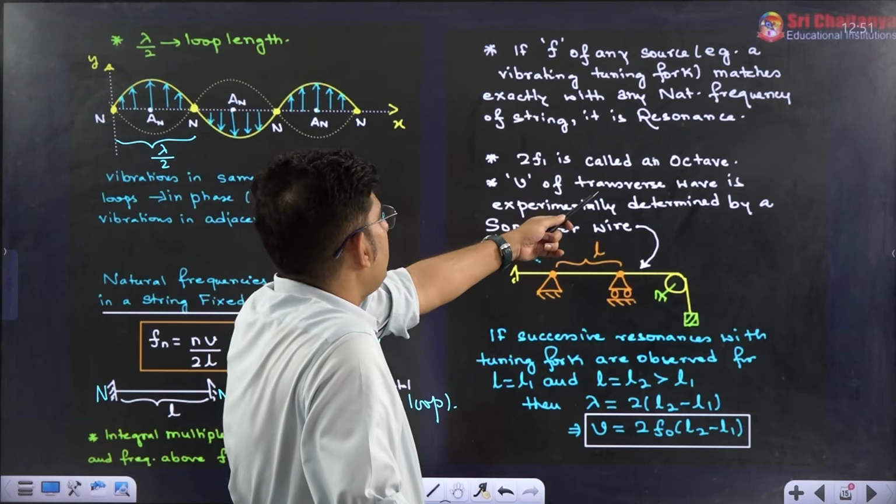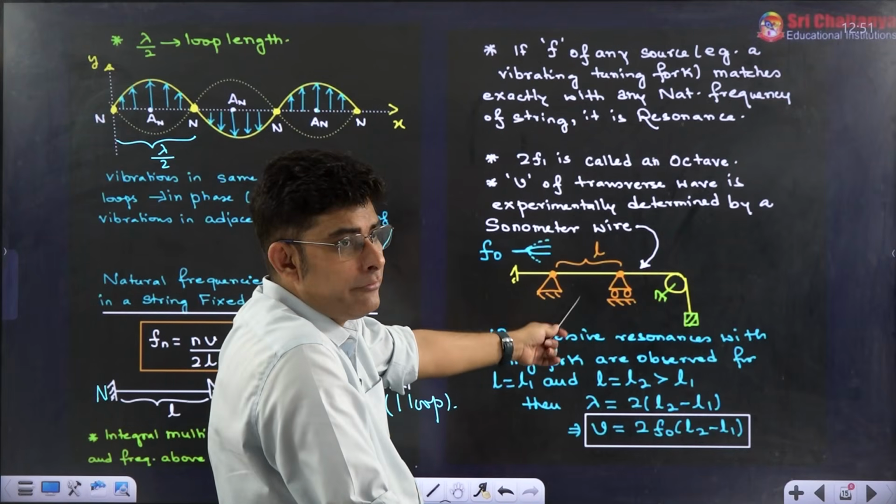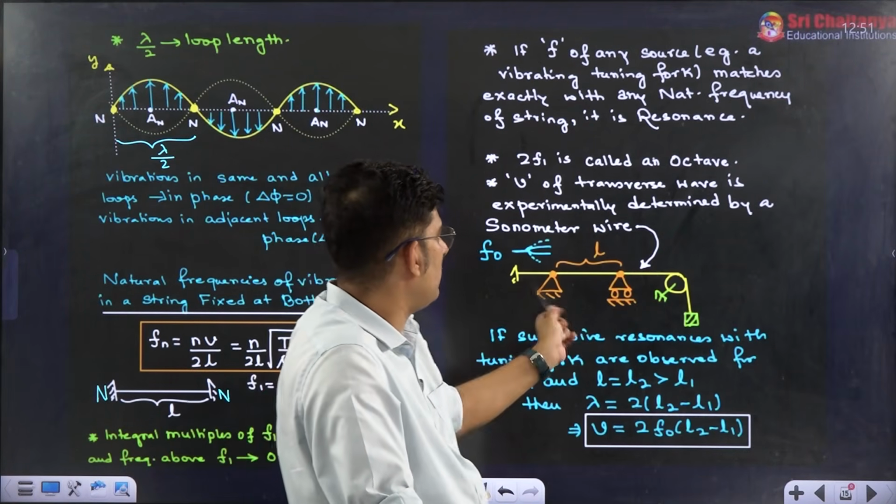So v of a transverse wave: when we want to determine the speed of a transverse wave, we use an experimental setup called the sonometer wire.